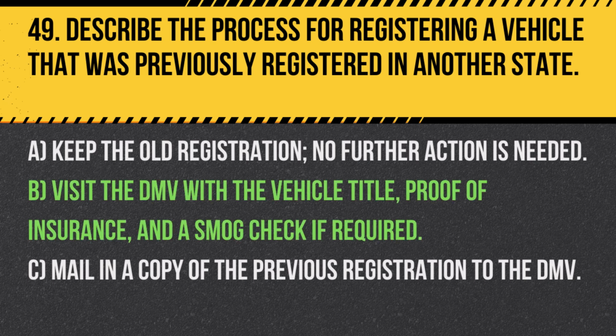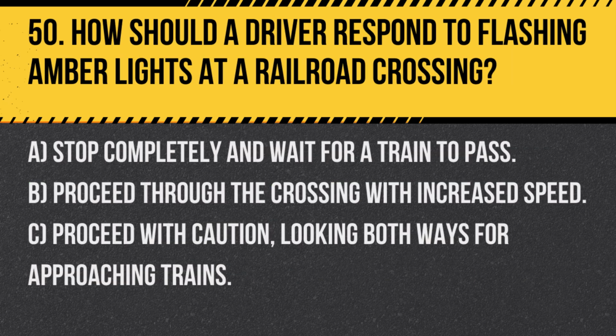Answer. B. Visit the DMV with the vehicle title, proof of insurance, and a smog check if required. When registering an out-of-state vehicle, you need to provide appropriate documentation and meet California's registration requirements, which may include a smog check. Question 50. How should a driver respond to flashing amber lights at a railroad crossing?